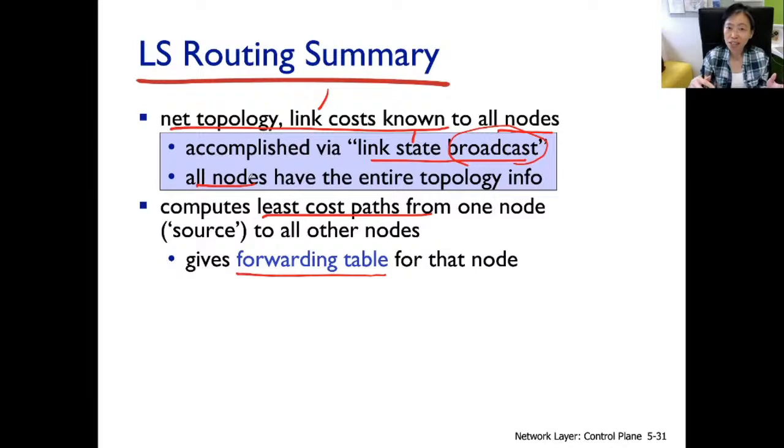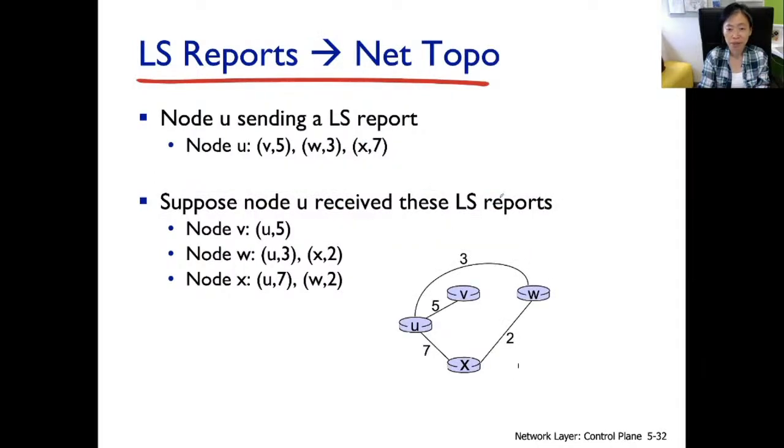And these link state reports from every other node, including the node's local information, are going to be used to restore the total network. Let me give you an example to illustrate how that is done. We have a very simple network here, only 4 nodes. You see, U connects to V, U connects to W, U connects to X.